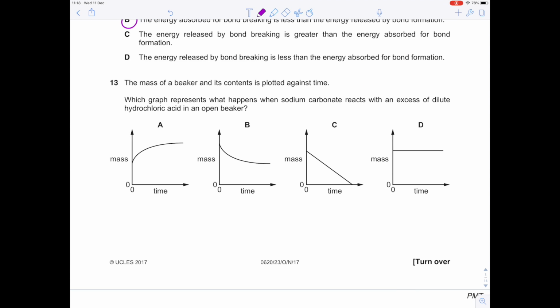The mass of a beaker and its contents is plotted against time. Which graph represents what happens when sodium carbonate reacts with an excess of dilute hydrochloric acid in an open beaker? I'm just going to quickly write out the chemical equation for you so you can actually see what's going on. There's sodium carbonate reacting with hydrochloric acid to form sodium chloride plus water plus carbon dioxide. Notice that the carbon dioxide is a gas.